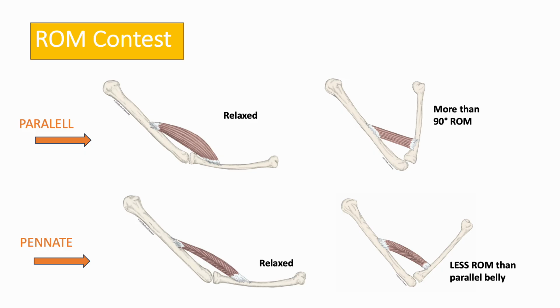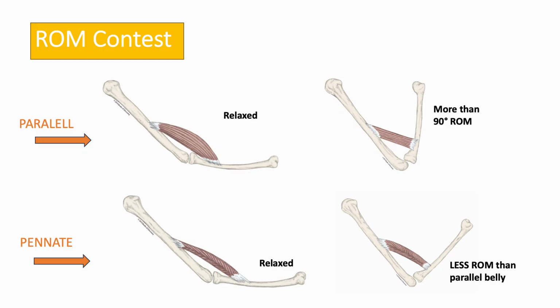So the result, you get massive range of motion, and as you can see on the slide, this parallel muscle can pull that bone through more than 90 degrees of movement, and it's long like a bungee cord, and it gives you a lot of stretch and a lot of pull distance.